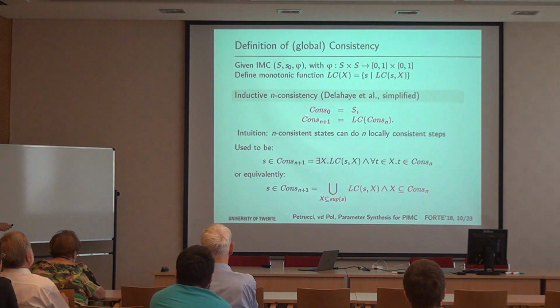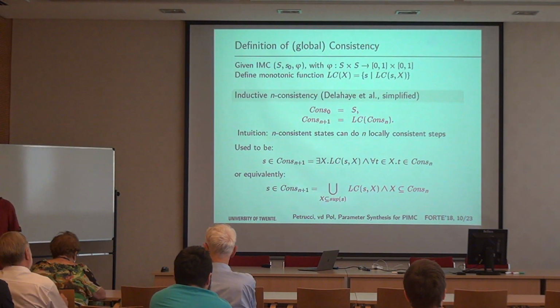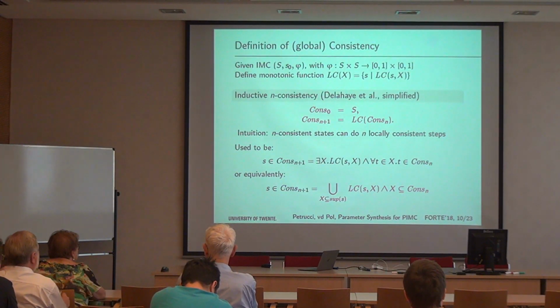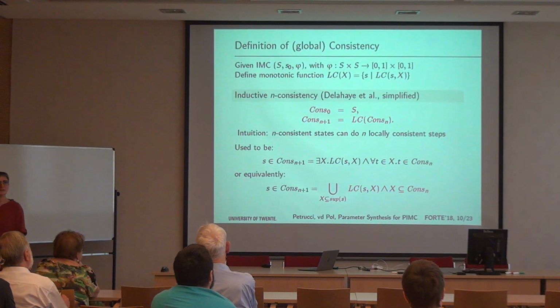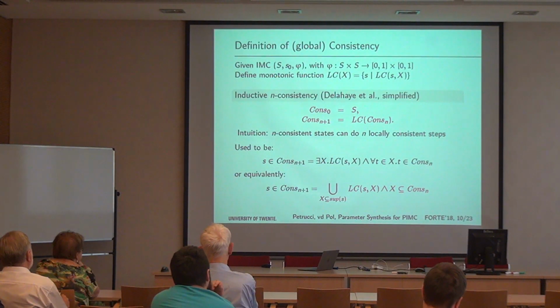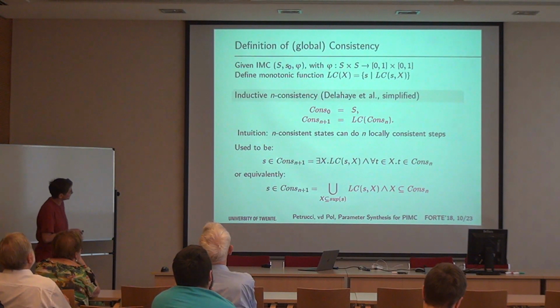So initially, the consistency at level 0 is everybody is consistent, okay? And then the local consistency is checked at each level. So local consistency is checked on the consistent states at level n, and gives the set of consistent states at level n plus 1. So the intuition is that you can do n locally consistent steps. Okay? So you can take n arcs and keep being consistent. So that was expressed in such a way.